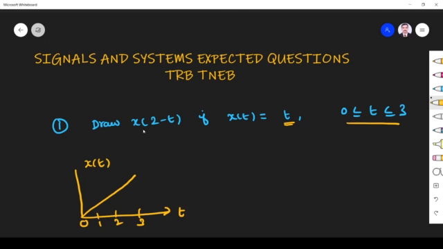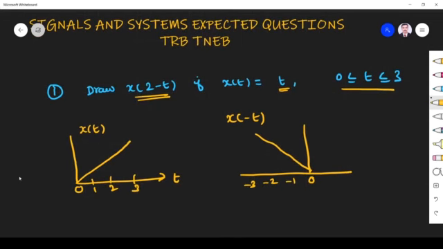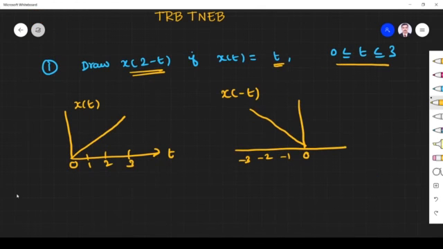Next, what we have to draw? They ask us to draw x of 2 minus t. So first I need x of minus t. X of minus t will be the time reflection, so it will go in the opposite direction: 0, minus 1, minus 2, minus 3. When they ask for shifting with time reflection, give priority to time reflection first. So first reflect it, or time reverse it, then you shift it.